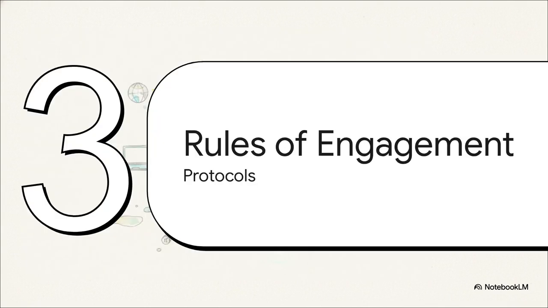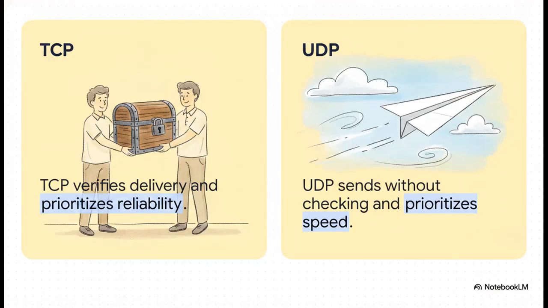All right, our data is successfully routing across the globe. Awesome. Let's shift gears to part 3, rules of engagement, or our protocols. This is all about how data actually communicates safely and effectively once it reaches its destination. As a developer, you are going to hear TCP and UDP constantly. Understanding the difference is an absolute must.